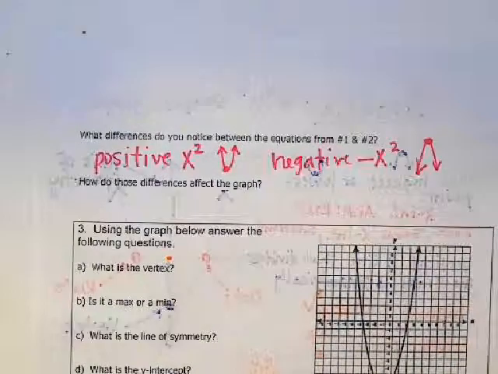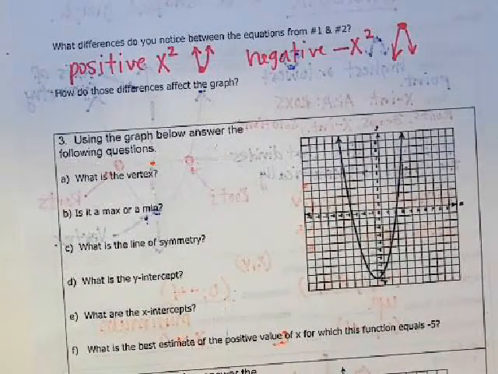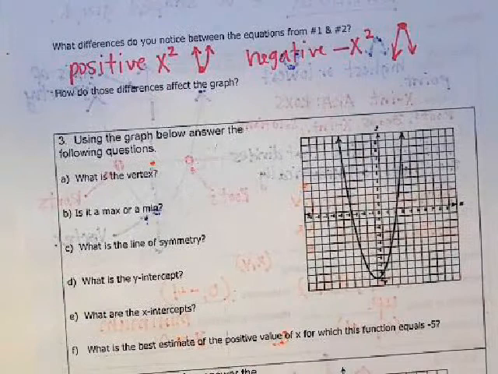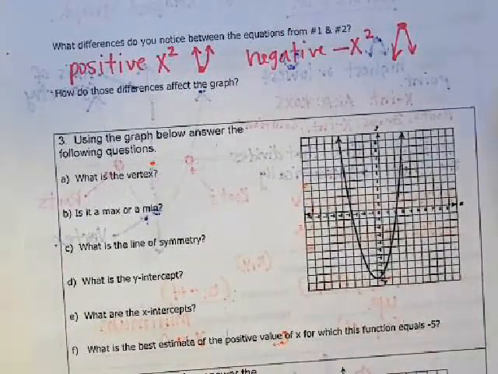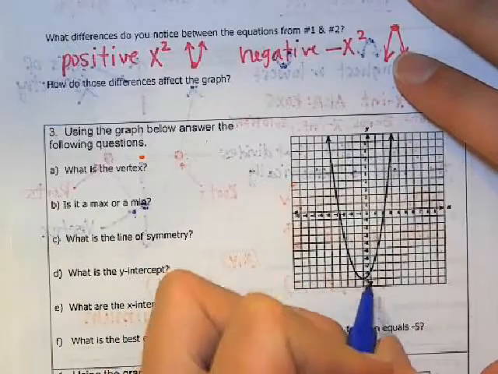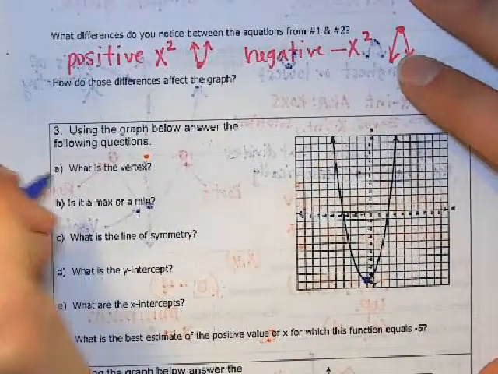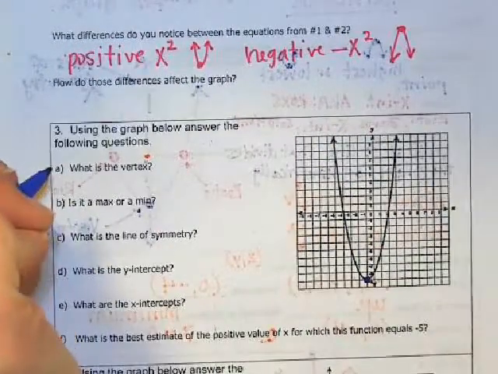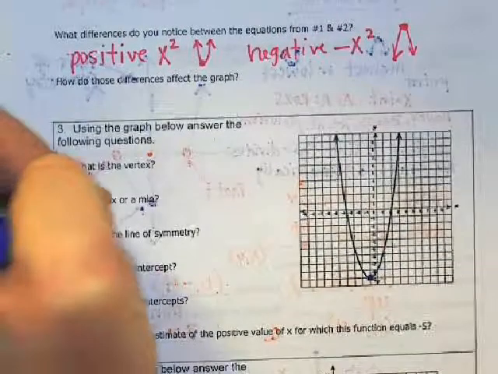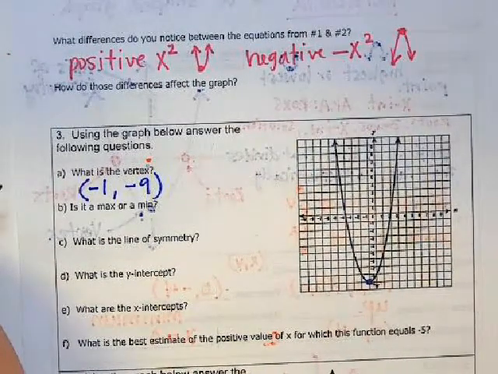Okay, number 3. Using the graph below, answer the following question. What is the vertex? Well, what is a vertex? The lowest or highest, but this one is the lowest. And what's that ordered pair? Come on, guys, wake up. Good. -1, -9. Ordered pair.